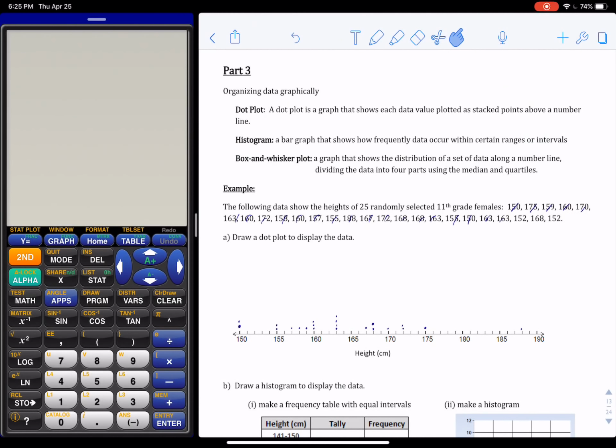This is part 3 notes for chapter 11. We are going to be looking at organizing data graphically. So we're going to start with a dot plot, which is a graph that shows each data value plotted as stacked points above a number line.